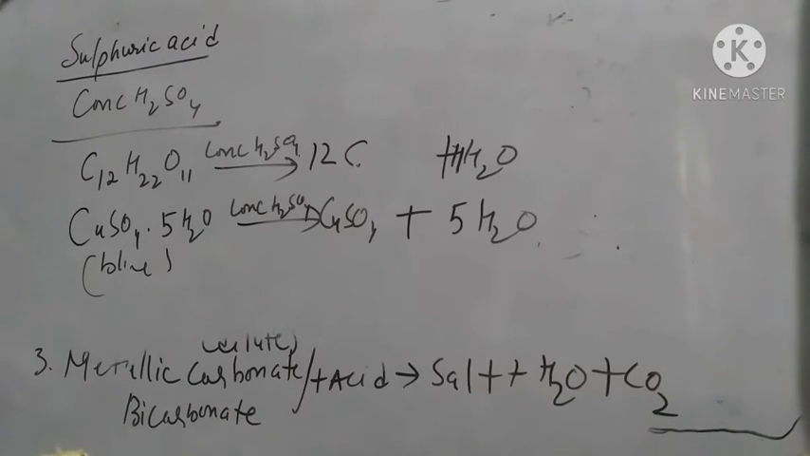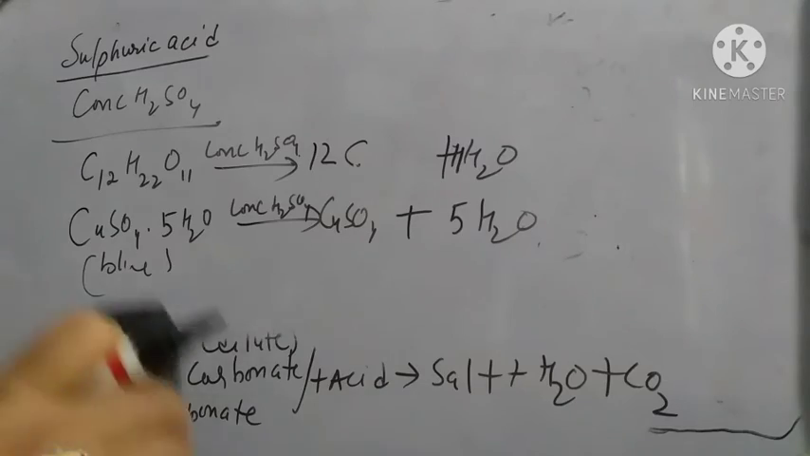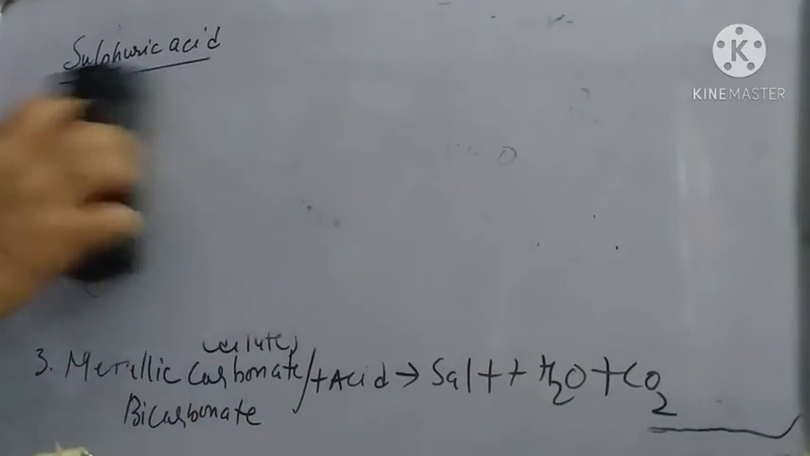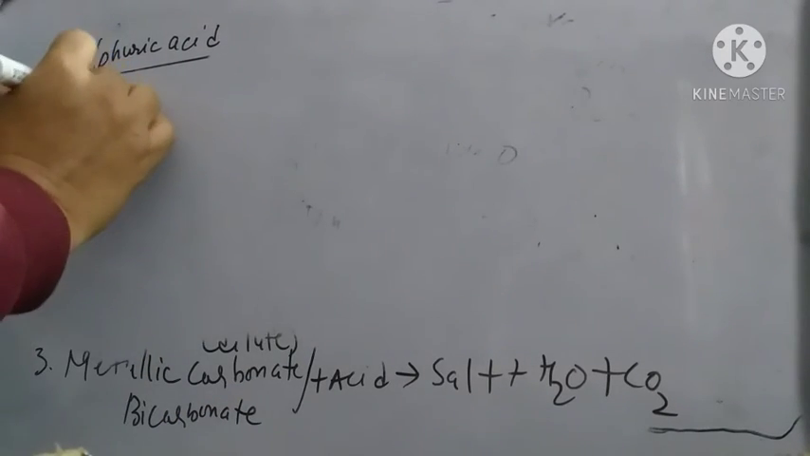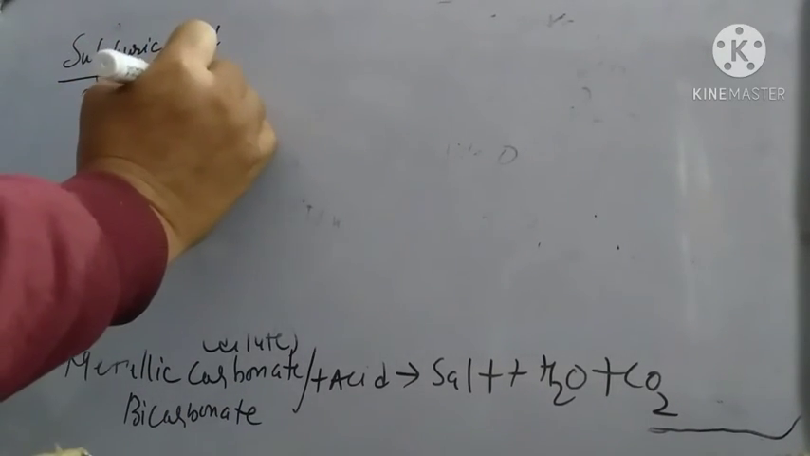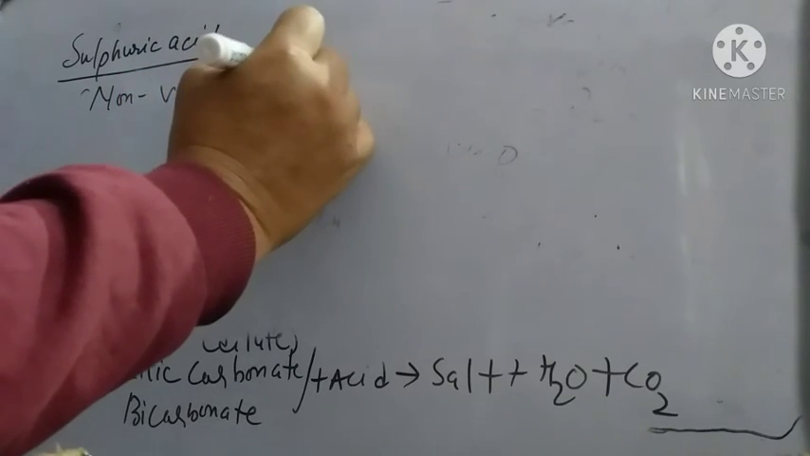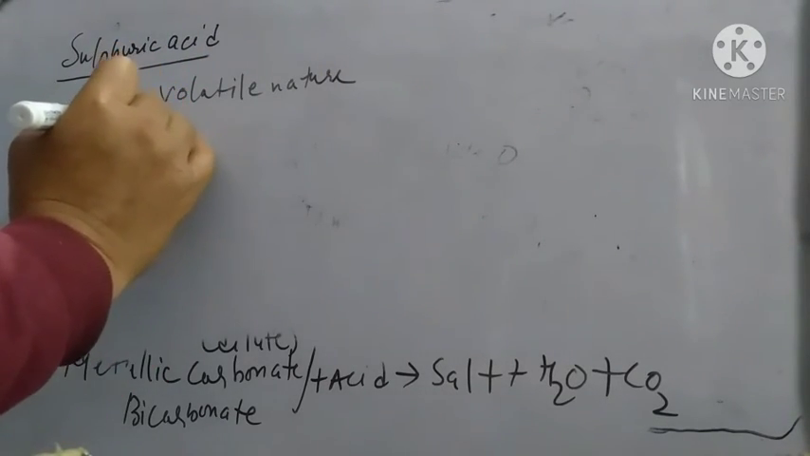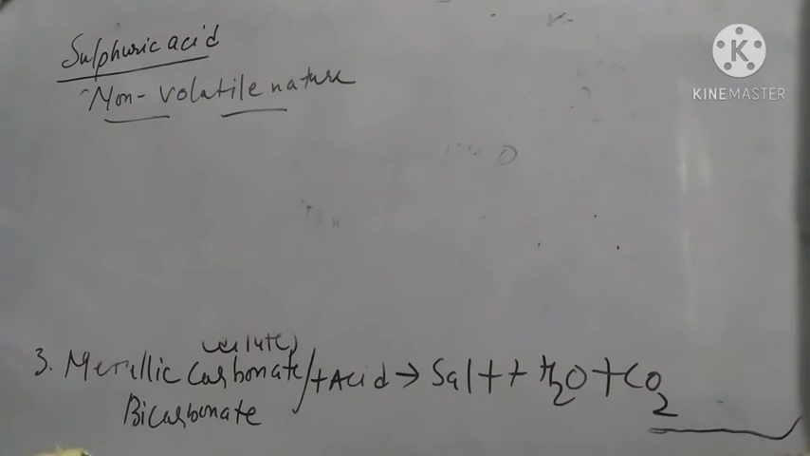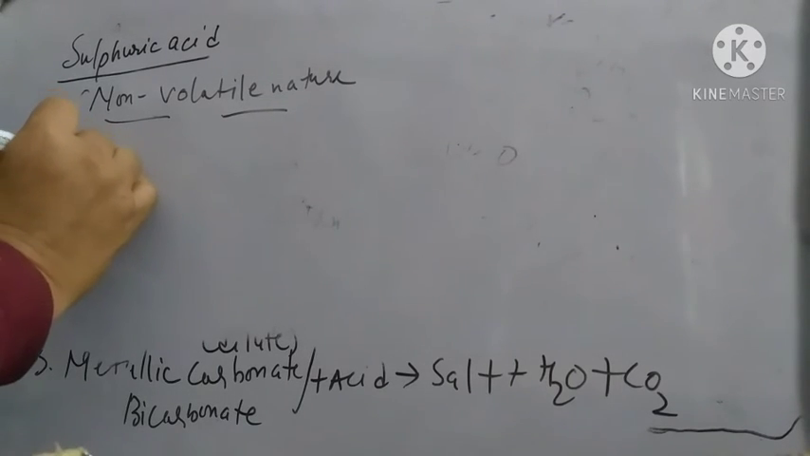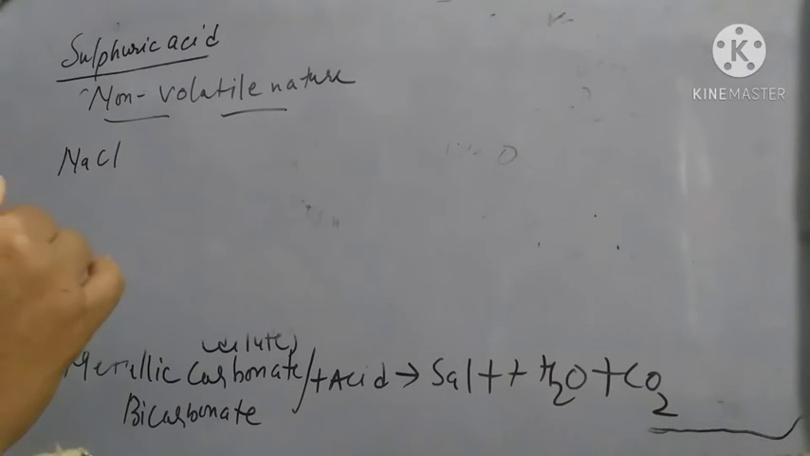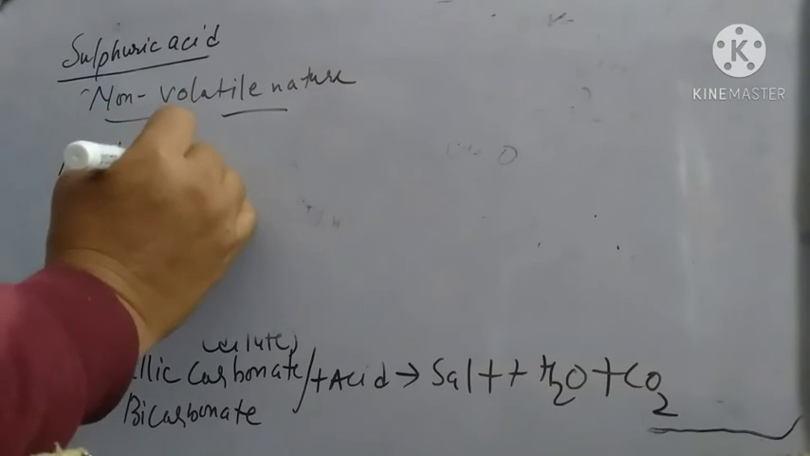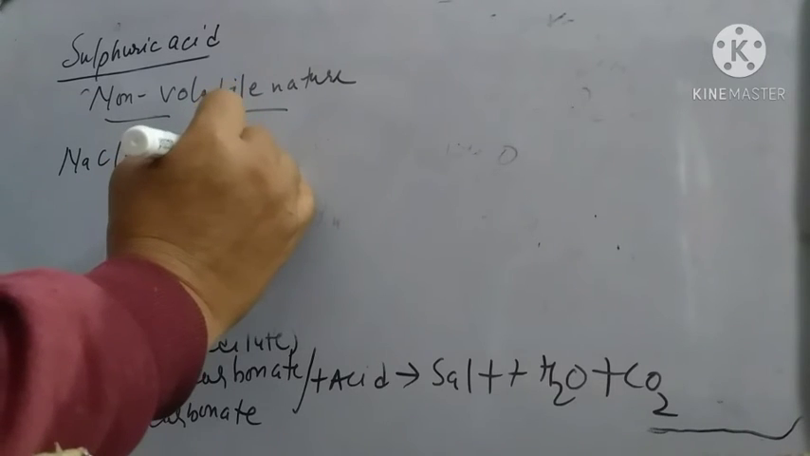Now the non-volatile nature of sulfuric acid. For the non-volatile nature, we will take the example of sodium or potassium chloride. Now sodium chloride plus sulfuric acid, that is your concentrated.